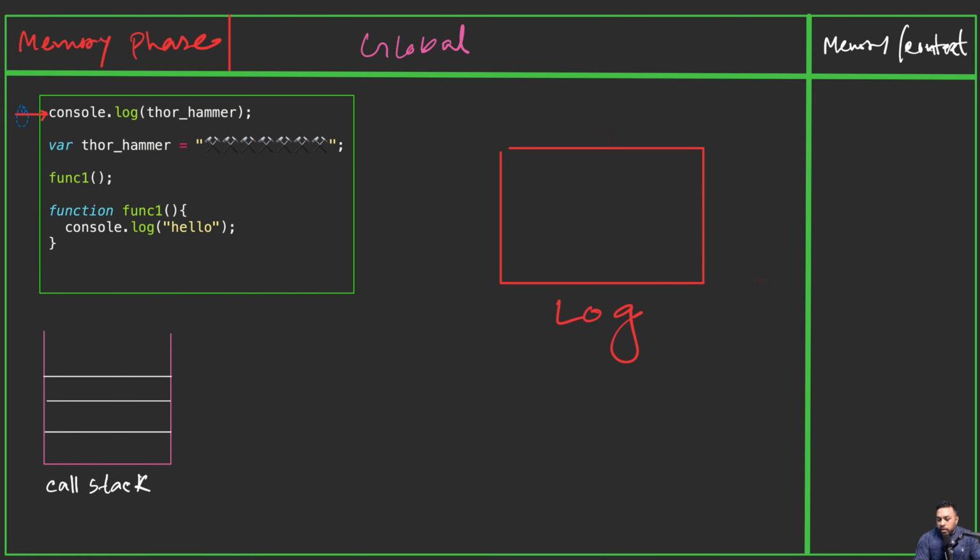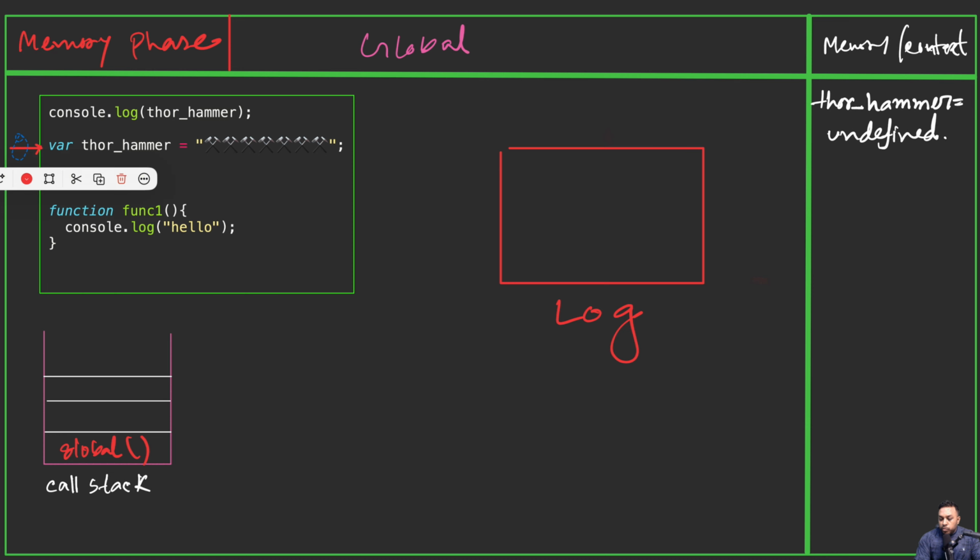So here, when this line is executed, this is in the global. So remember, in the call stack, the global will be there. So the execution will start in the global. And in this line, it will not do anything in the memory phase. So it will come to this line. And here we have a variable declaration of Thor hammer. And this will be set in the memory. So Thor hammer will be there, and initially it will be undefined, which is automatically set by JavaScript.